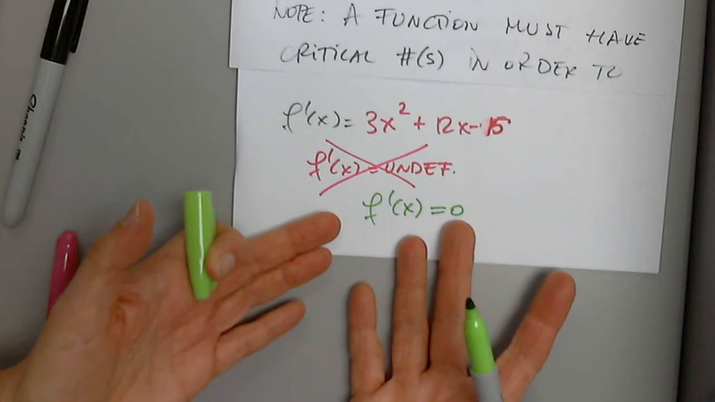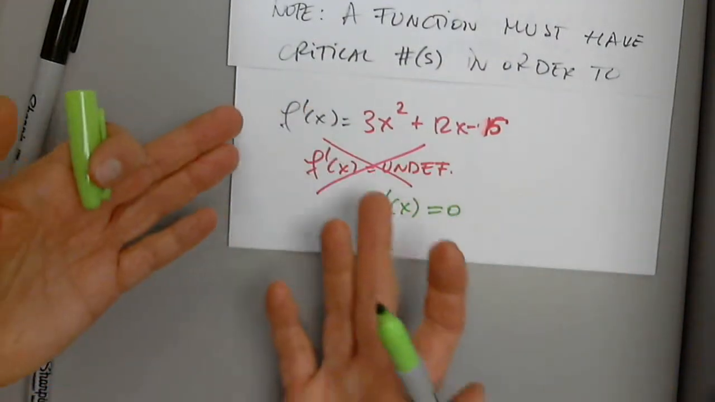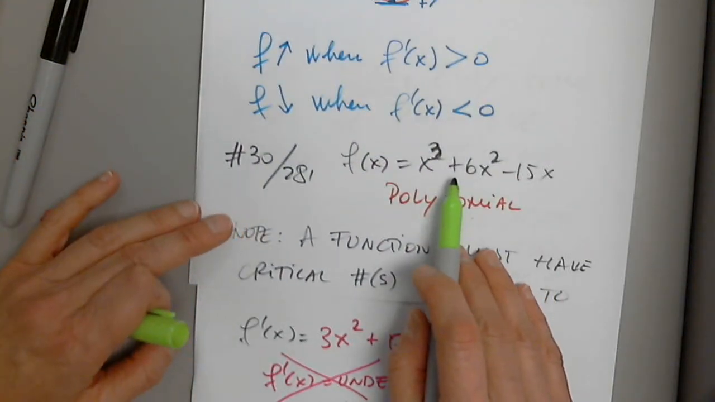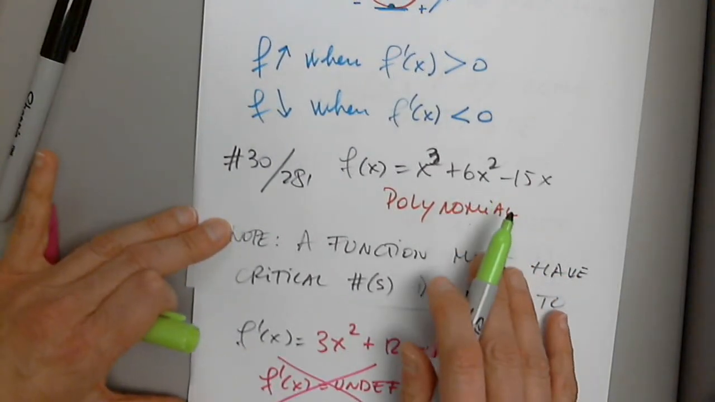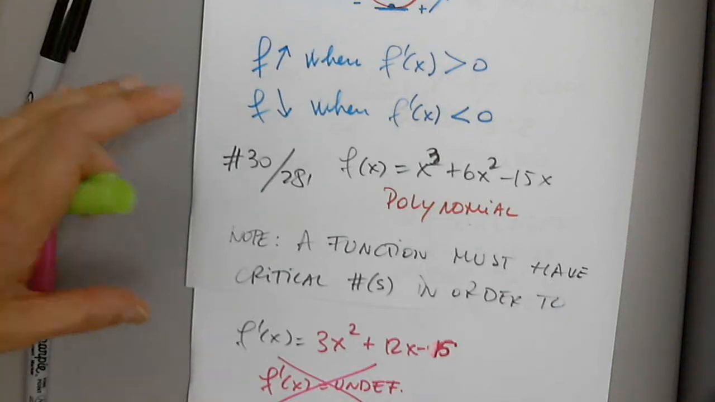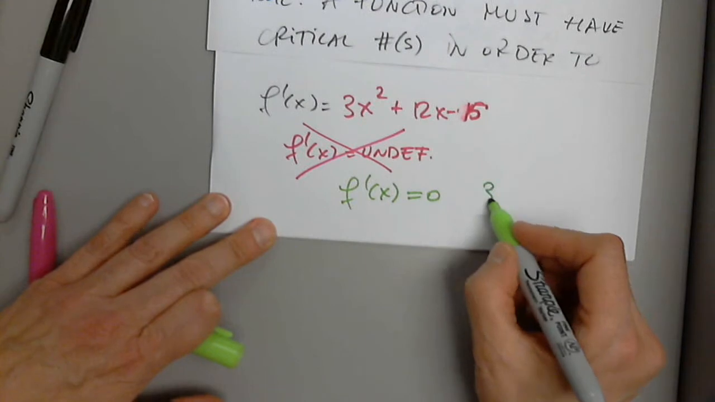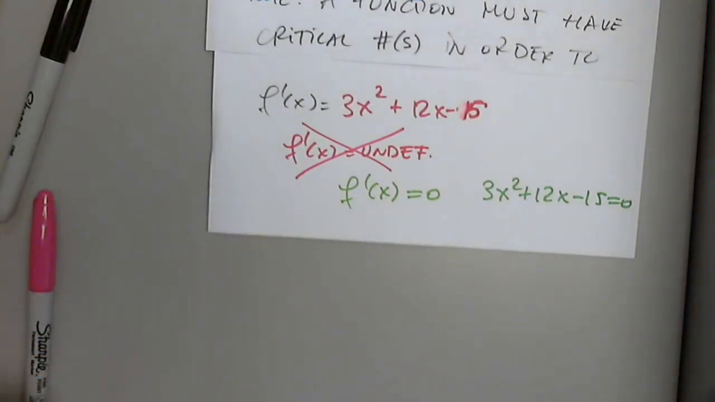If I don't get any x values, let's say this is never 0, what will I say about the original function? Does it have critical numbers? If I don't find any here, I will say no critical numbers. Does it have max min? Of course not. If it doesn't have critical numbers, it will not have max min. So let's set this equal to 0. 3x squared plus 12x minus 15 equals 0.